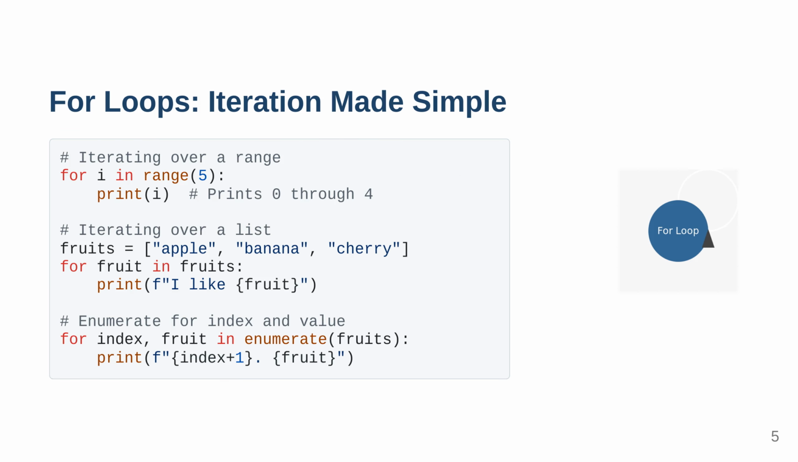For loops are the workhorses of Python iteration. They provide a clean, readable way to repeat operations over a sequence of items. The range function generates a sequence of numbers, perfect for counting loops. When iterating over collections like lists, for loops can directly access each item. The enumerate function is particularly useful when you need both the item and its position in the sequence.